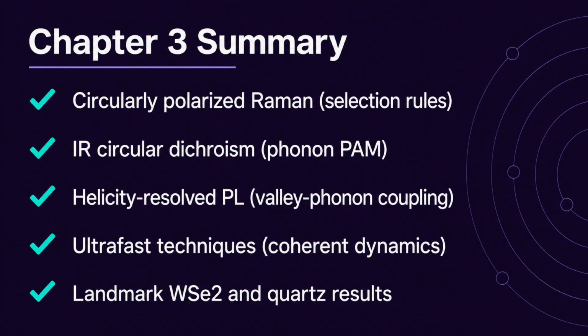We covered circularly polarized Raman spectroscopy with valley-dependent selection rules. Infrared circular dichroism directly probes phonon angular momentum. Helicity-resolved photoluminescence reveals valley-phonon coupling in 2D materials. Ultrafast pump probe spectroscopy captures coherent chiral phonon dynamics. And landmark experiments in WSe2 and alpha quartz confirmed theoretical predictions and established experimental protocols.